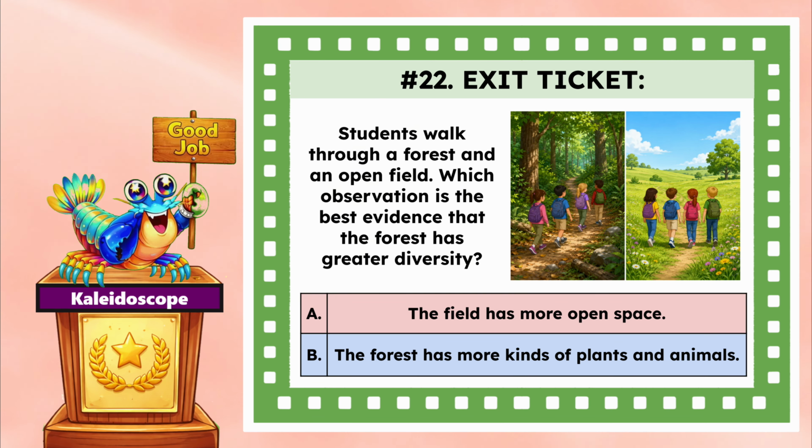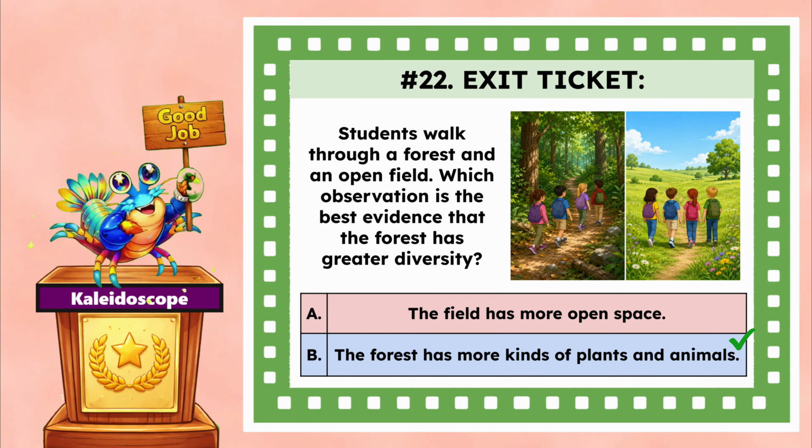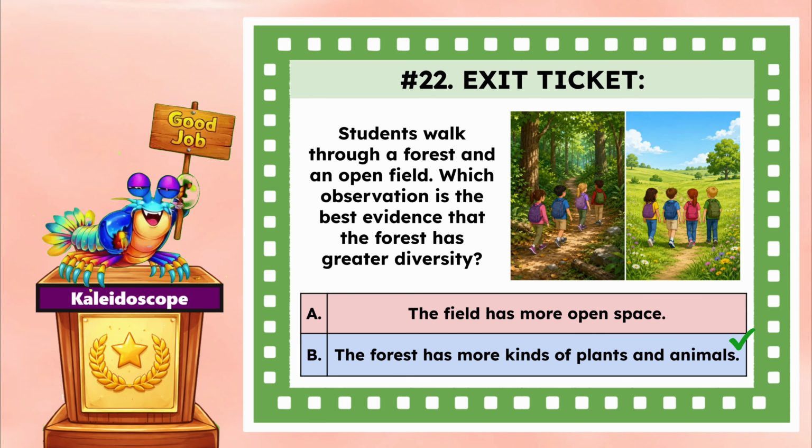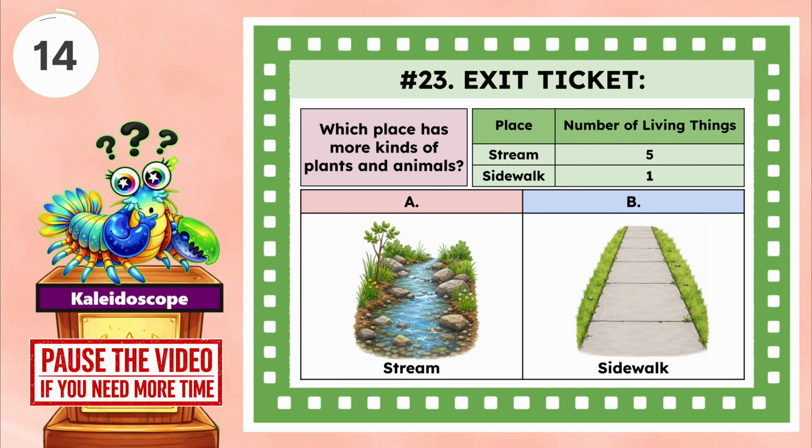And the correct answer is letter B, the forest has more kinds of plants and animals. Which place has more kinds of plants and animals?